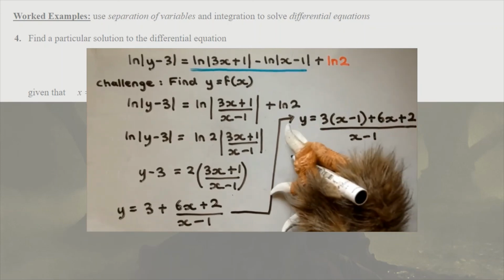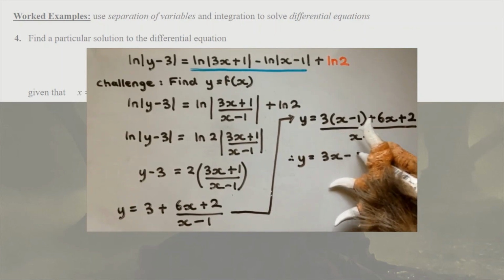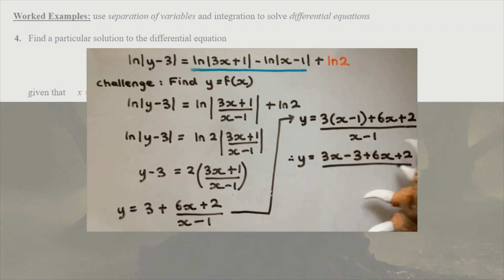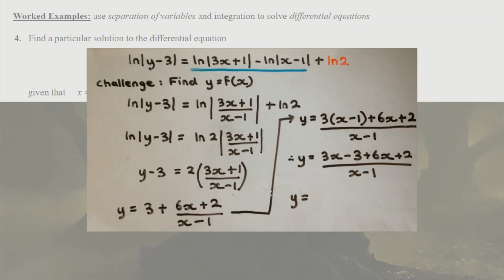Alright, so therefore it's coming together now. We have 3x subtract 3 add 6x add 2 all over x subtract 1, and finally let's collect like terms. 6x plus 3x, that's 9x. Minus 3 add 1 is -1 all over x subtract 1. And that's a nice function. You could sketch that quite nicely. Okay, there's our particular solution, looking really good there.